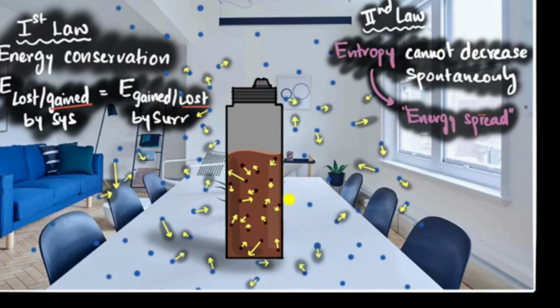So let's see if we can apply this over here now. Right now, if you look at the entropy, the energy is pretty spread out. Compared to that, initially, the energy was slightly more concentrated in the coffee. As a result, we started with a slightly lower entropy system, and as time passed by, the entropy increased. The energy got more spread out.